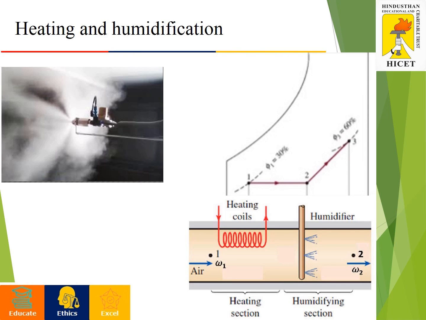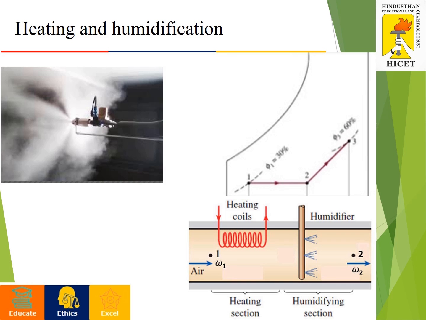Then heating with humidification. In this process, we are heating, that is we are increasing the dry bulb temperature, and at the same time we are adding moisture to the atmospheric air. So we are having a heating coil and then a humidifier section. From this diagram, if you observe clearly, the atmospheric air enters at 10 degrees centigrade and comes out of the heating coil at 22 degrees centigrade. That means our dry bulb temperature increases from 10 to 22 degrees centigrade.